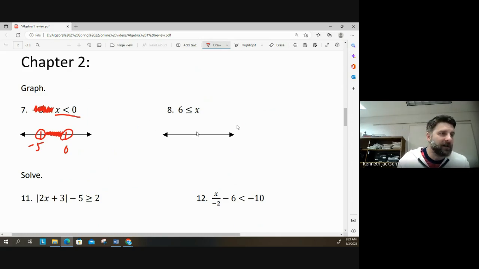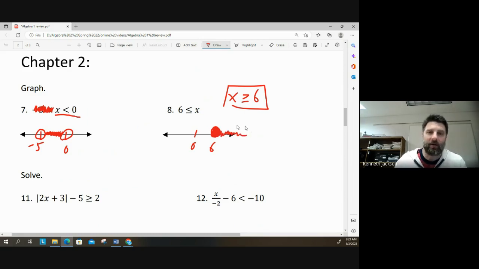On number 8, again, I put my numbers on the number line. I only have one inequality sign, which means I have one inequality circle. It is equal to, so that means my circle is closed. And to figure out which way to shade, I would have rewritten this so the x is on the left-hand side, arrow points to the right, we shade to the right. And again, the graph represents the numbers that make it true. Numbers greater than 6, 7, 8, 9, 10, 11, 12, and so on and so on.